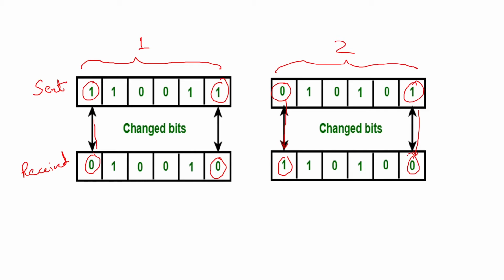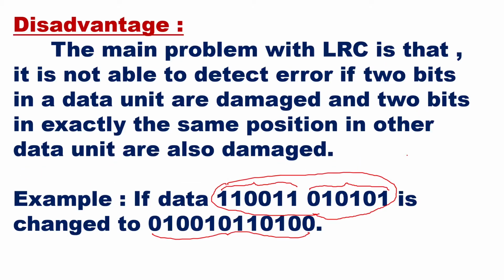Okay, now there are two changes made in each unit, but this will not be understood by the system. It will take the one change. Because it will go with the parities of the column and the two position changes, it will not be accepted, and it will see that it takes it at one position only. So here, the main problem with LRC is that it is not able to detect error if two bits in a data unit are damaged and two bits in exactly the same position in another data unit are also damaged. In such cases, it is not able to detect the error.